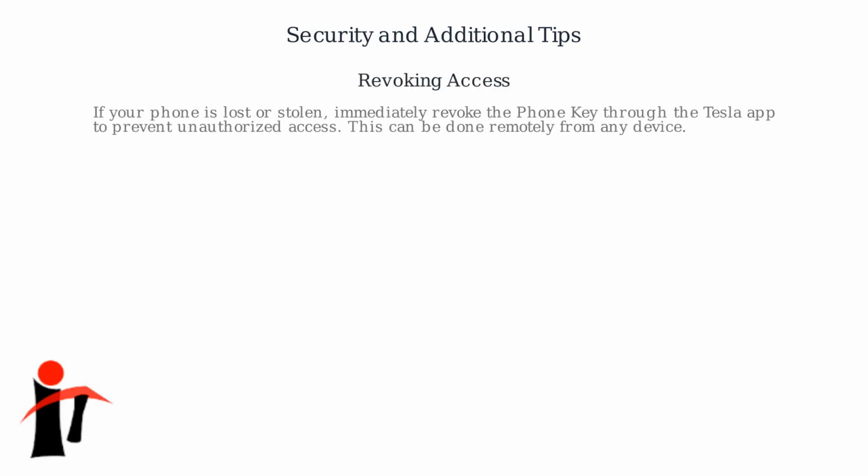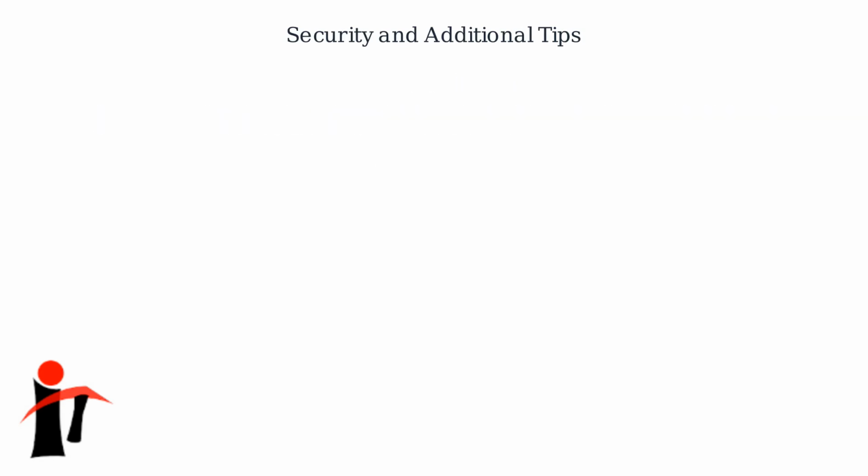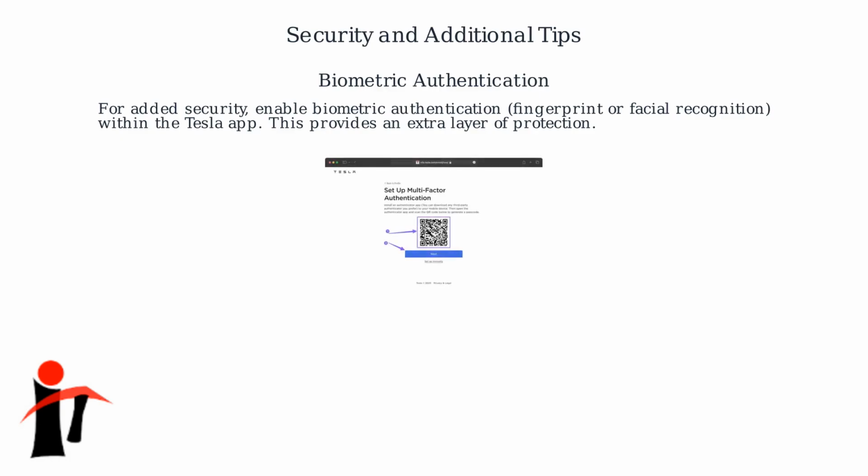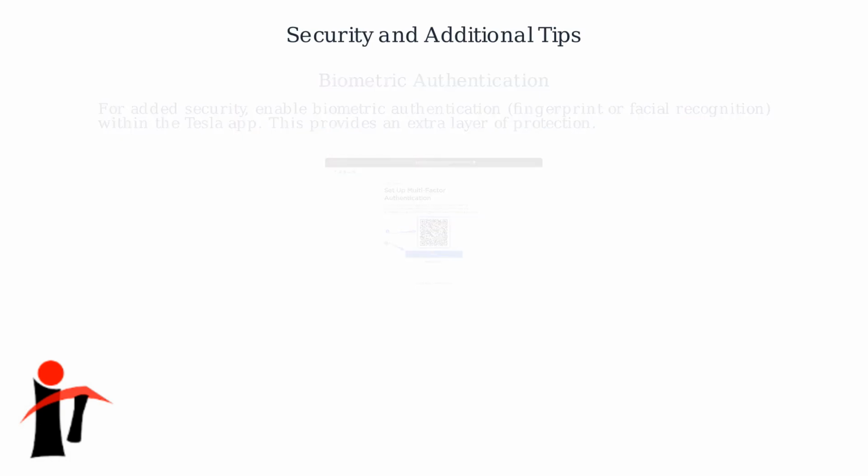If your phone is lost or stolen, act quickly to revoke the phone key through the Tesla app. This remote deactivation prevents any unauthorized access to your vehicle, giving you peace of mind even in unfortunate situations. For enhanced protection, enable biometric authentication in the Tesla app. This adds fingerprint or facial recognition as an additional verification step, making it much harder for anyone else to use your phone key.